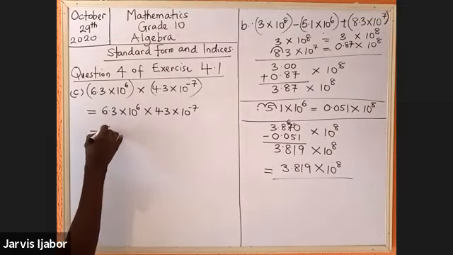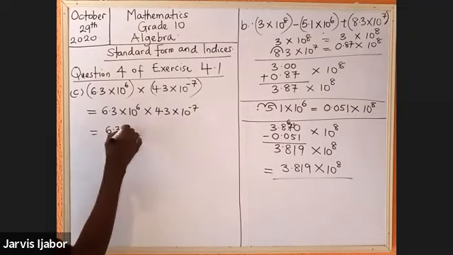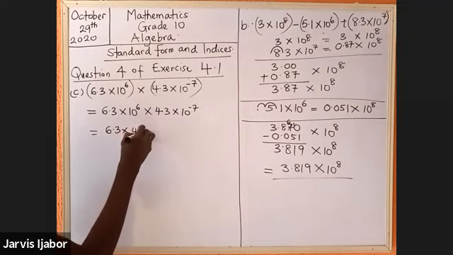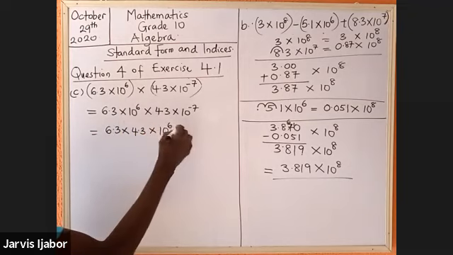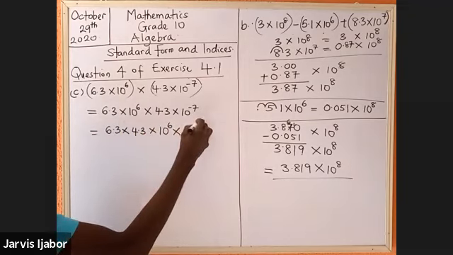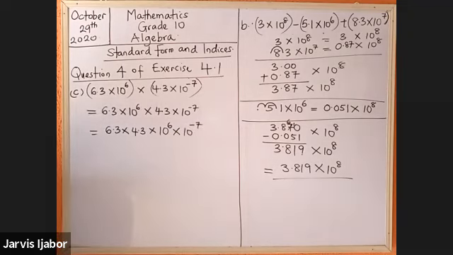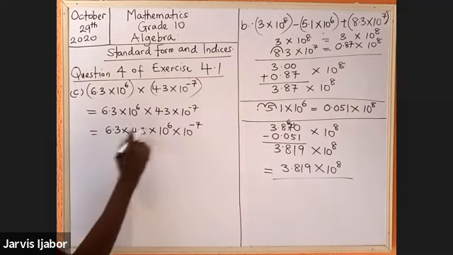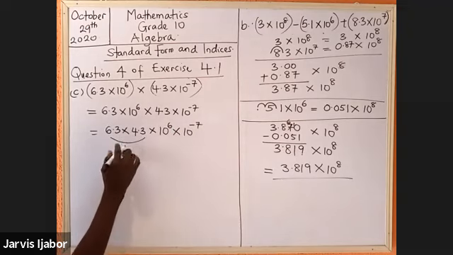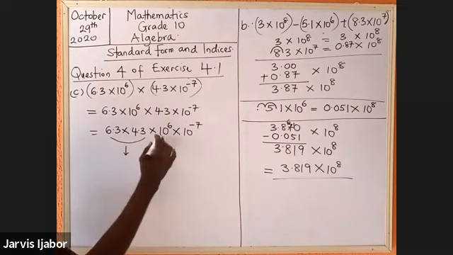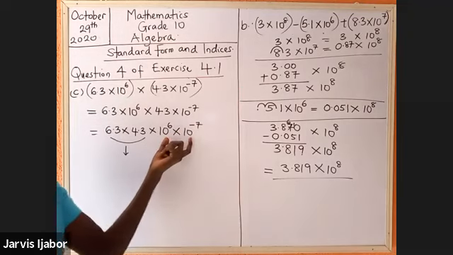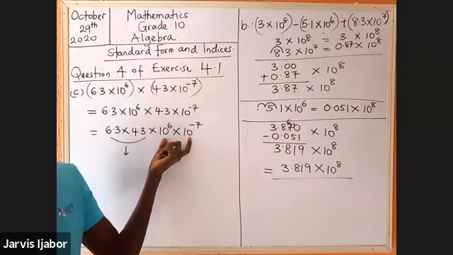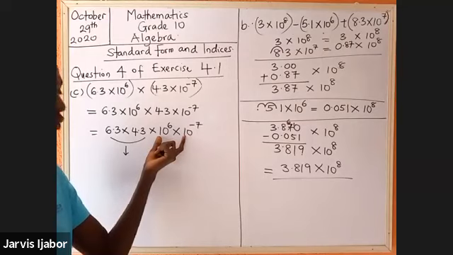Watch, this will be what? 6.3 times 4.3 times 10 raised to the power of 6 times 10 raised to the power of negative 7. So we'll try to multiply these two. We'll get an answer. And then in dealing with this, this is where we will come into this topic very soon, and then I'll begin to explain certain things for you.